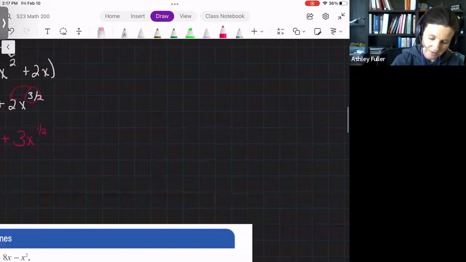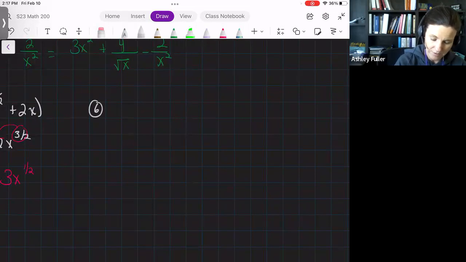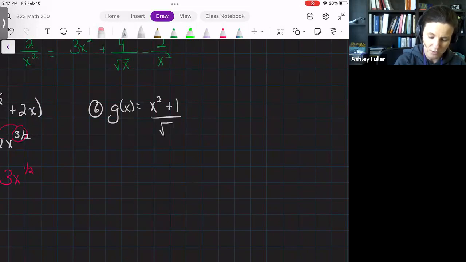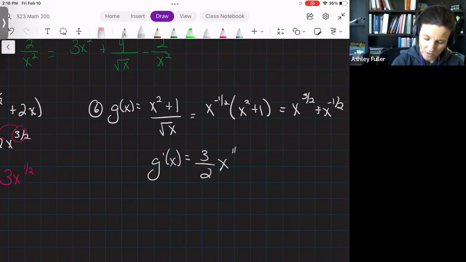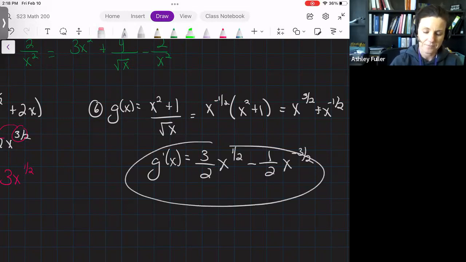Do not let those negative exponents or things in the bottom throw you off. If I have perhaps g of x is equal to x squared plus 1 over the square root of x, I can think of this as x to the negative 1/2 times x squared plus 1, which gives me x to the 3/2 when I add the 2 and then negative 1/2, plus x to the negative 1/2 when I distribute. And therefore my g prime, that first derivative, is going to become 3/2 x to the 1/2 minus 1/2 x to the negative 3/2.